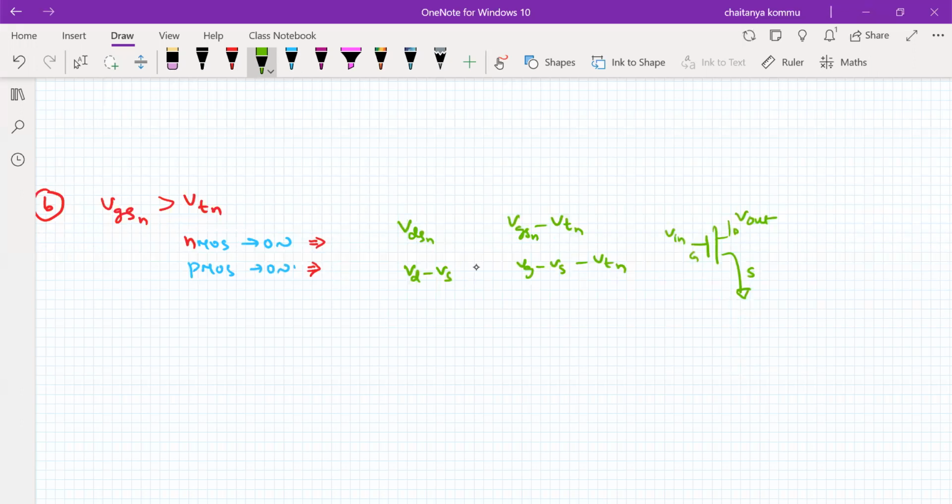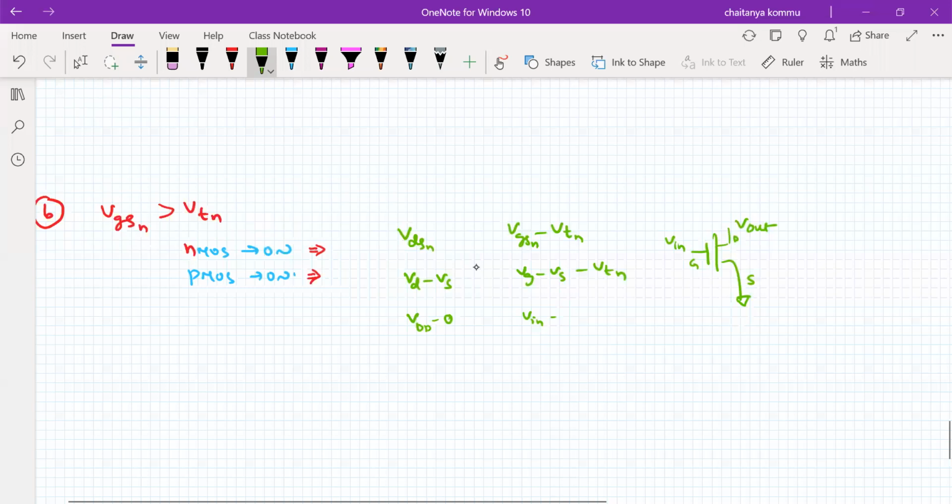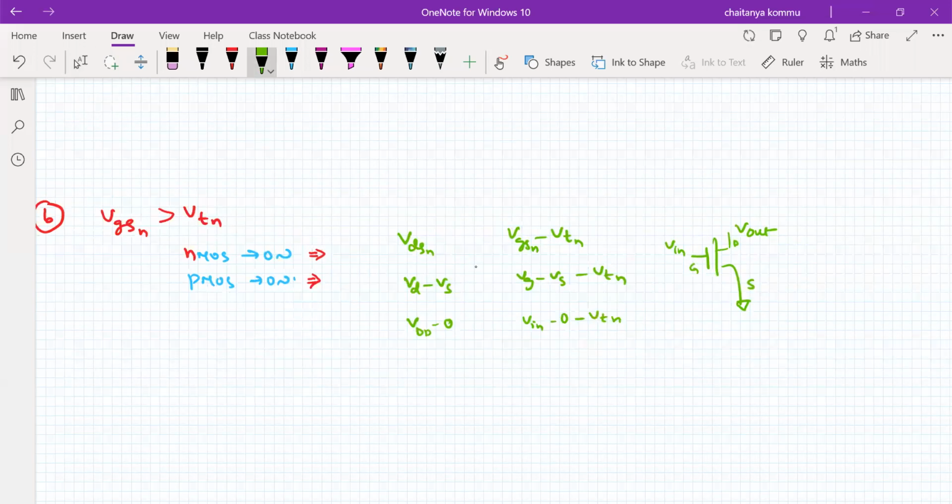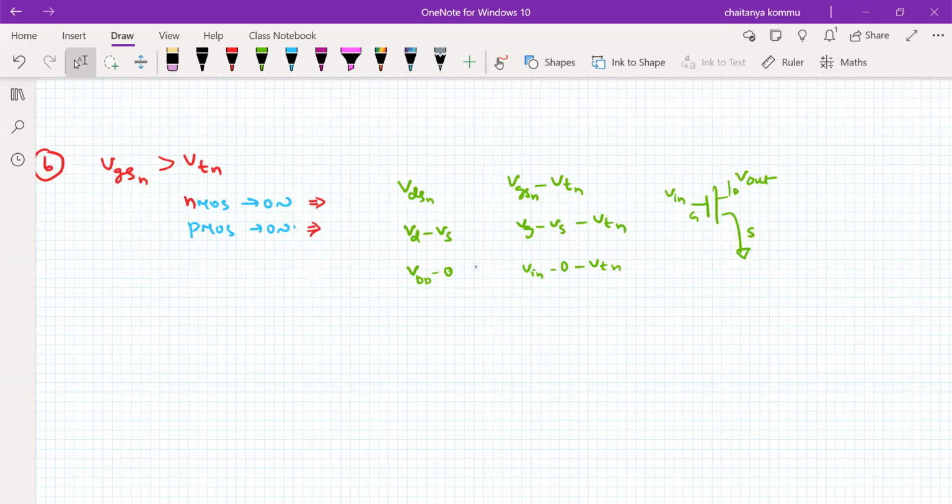What is the drain potential at this point? VDD only. The source value is 0. What about VGS minus VTN, which is VN minus 0 minus VTN? What is the VN value at this point? VN value is equal to VTN. So VDS is VDD, and VGS minus VTN is 0. Which one is greater? Therefore, the NMOS transistor is in saturation.